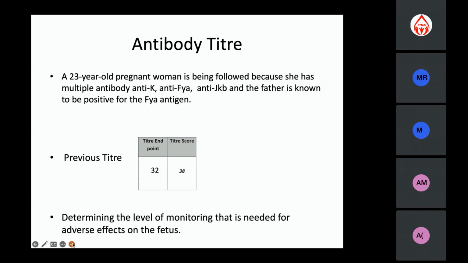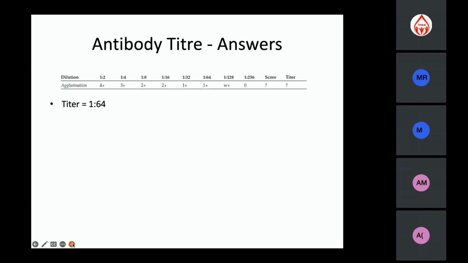So now the patient has visited our center. We need to determine the level of monitoring that is required for the adverse effect on the fetus. The present titer is the picture shown here. The titer is the highest dilution which gives a 1+ reaction. In this case, the titer is 64 dilutions, and so we have a 1-fold increase in dilutions.